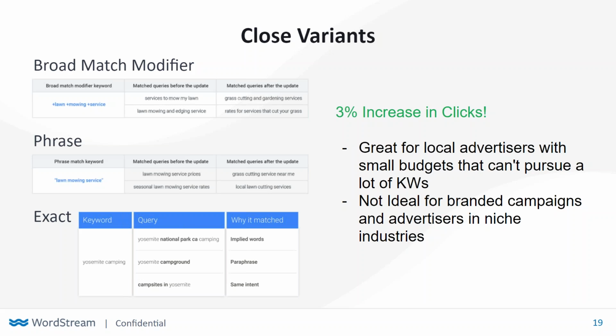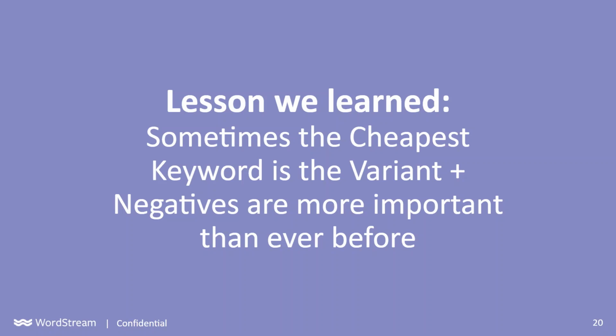I'm about to show you guys an example of bidding on that close variant rather than the root word, which I found a lot of success in with a lot of my clients. It's just a great way to reduce costs. So I'm going to pop that up here. Sorry, I'm kind of all over the board, guys. This is the longest lesson of the day, I promise. Sometimes the cheapest keyword is the variant, and negatives are more important than ever before to make sure that we're not cross-pollinating within our account.